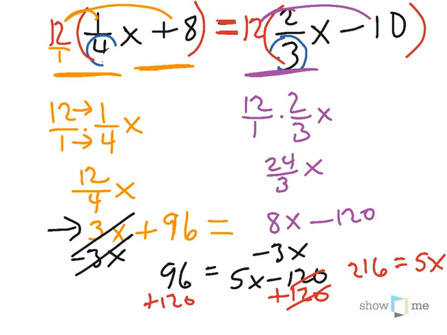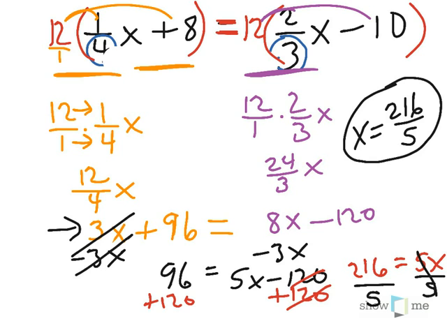My last step, divide by 5, divide by 5. And a lot of times people are uncomfortable doing this, but you don't need to be. x equals 216 fifths. Now we could divide those and get a decimal. We could change it to a mixed number. There's a lot of ways to write it, but it's okay to just leave it like that as well.